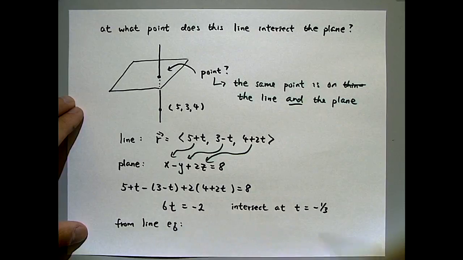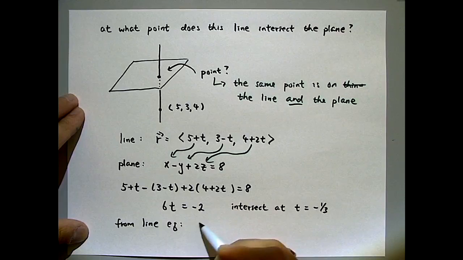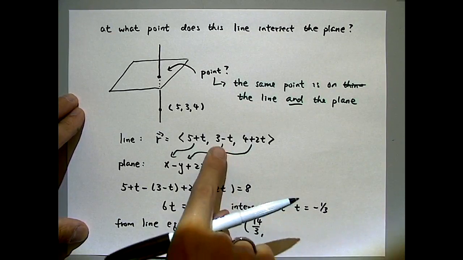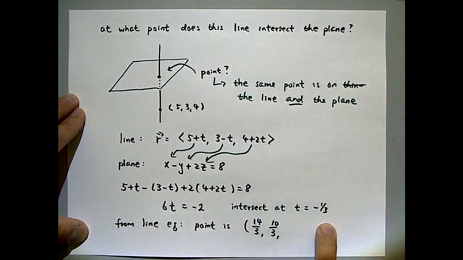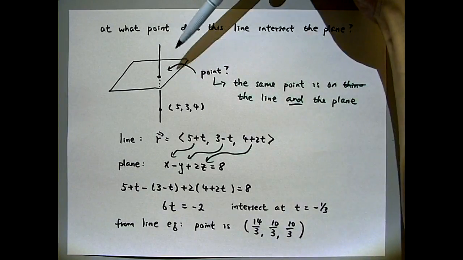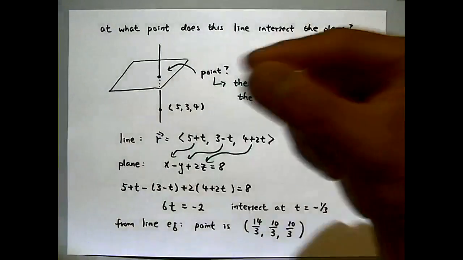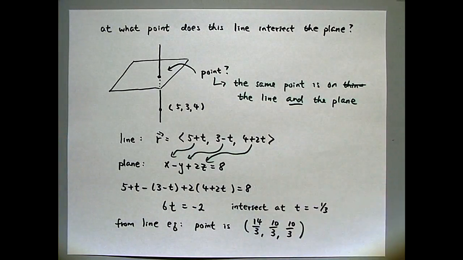From the line equation, now we know the intersection is at x equal to 5 minus 1 over 3. And that's 14 over 3. And y is 3 plus 1/3. That's 10 over 3. And z is 4 plus 2 times negative 1 over 3. That's also 10 over 3. Okay, so that's the point where the line is going to intersect the plane. The key part here was to realize that at that specific point, that point belongs to both the plane and the line. So you can take the expression from the line into the plane and find t. Questions?